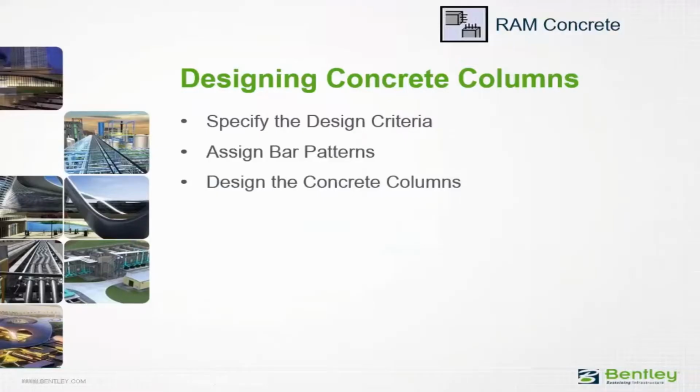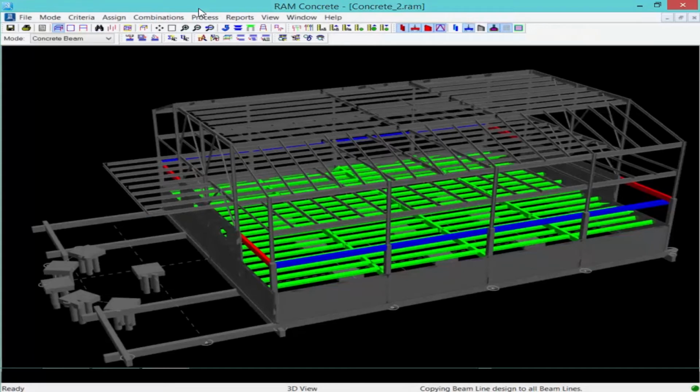In this video, we will start the process for designing our concrete columns in the RAM concrete column design mode. This will include the process of specifying the design criteria, assigning your bar patterns, and then finally designing your concrete columns. To access the RAM concrete column mode when you're within RAM concrete already, we'll go to our mode toolbar and select concrete column.